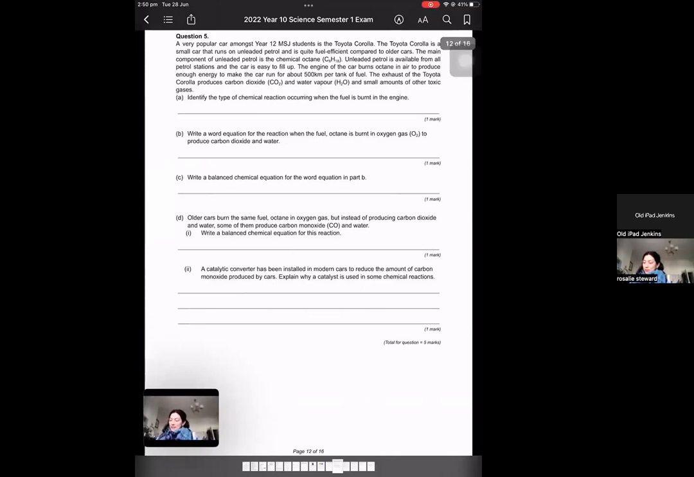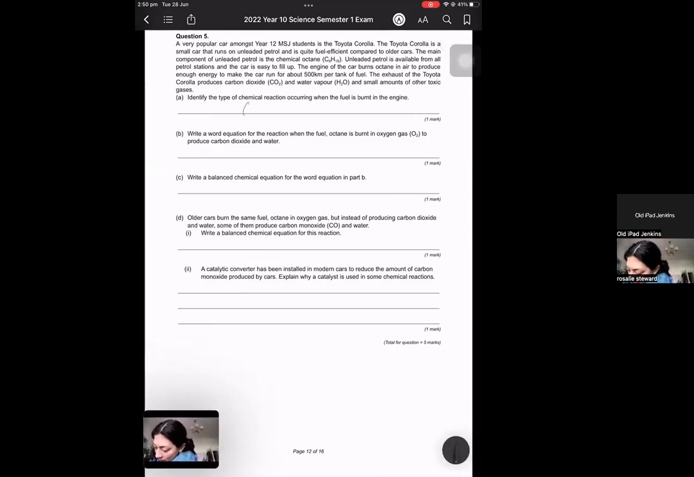Okay, so let's have a little read through here and we'll talk about why. So popular car. When we think car, straight away we think combustion. Let me just speed read this entire thing in 1 second. Oh, look, we've got a fuel burning in oxygen. It's producing carbon dioxide and water vapor. That is combustion. Always was. It's always going to be that.